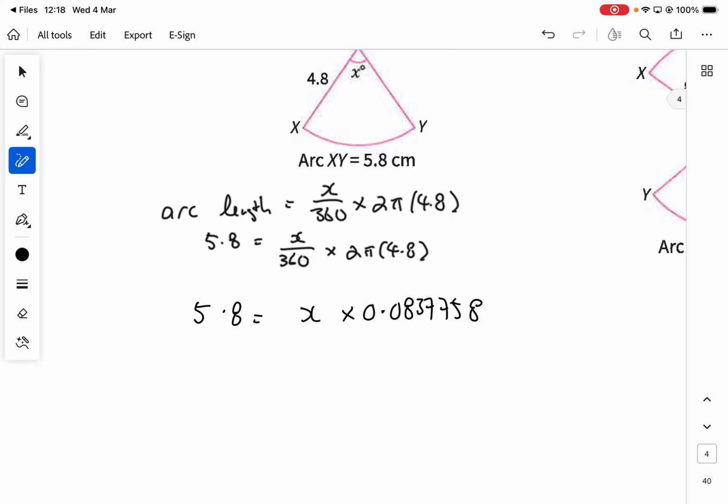Then I just switch them over. I write my unknown on the left hand side. I write my number on the right hand side. Then I can round them off to 3 significant figures. 69.2. Okay, so this angle is actually 69.2 degrees.